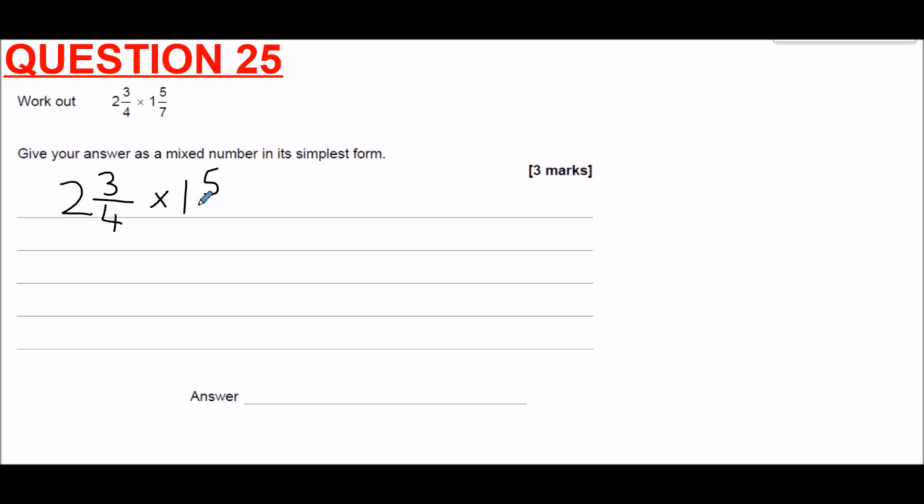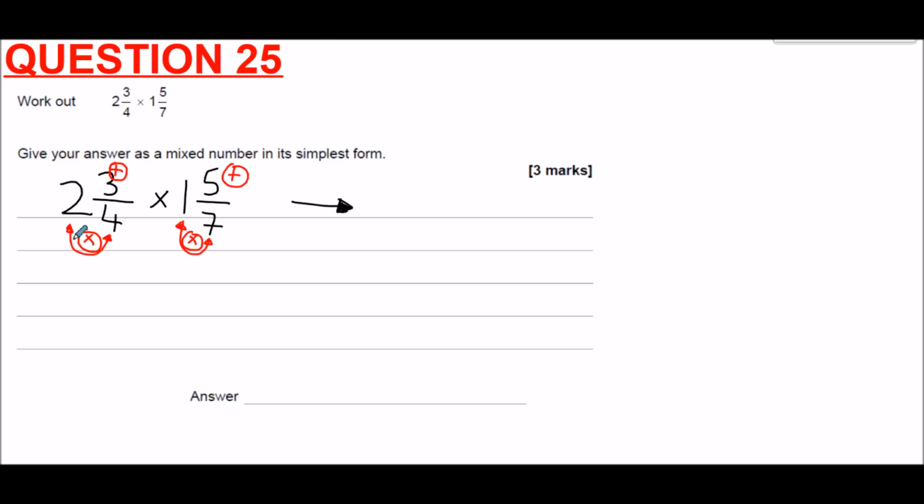But first of all, if ever you've got mixed numbers, what we need to do is change them into top-heavy fractions. Dealing with mixed numbers is just harder. So to change to a top-heavy fraction, you take the whole number and multiply by the denominator. So the whole number multiplied by the bottom number, then we add on the top. And we do the same for the second one as well. Multiply the whole number by the bottom, then add on the top of the fraction.